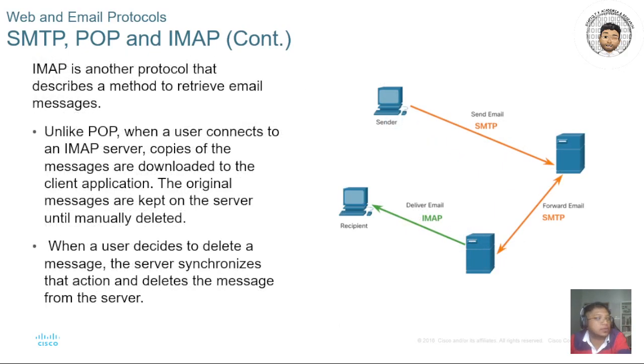So IMAP is also the same thing as POP3, but this is another one. Unlike POP3, when a user connects to the IMAP server, copies of the messages are downloaded to the client application. The original messages are kept on the server until manually deleted. But in case the user decides to delete a message, the server will synchronize that action and delete the message from the server.